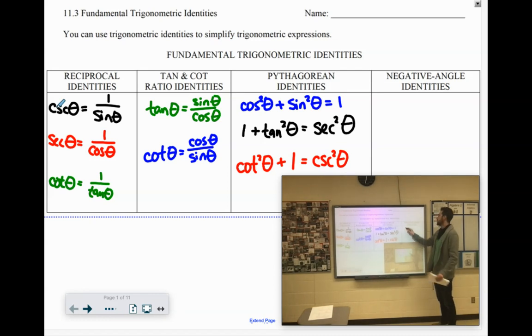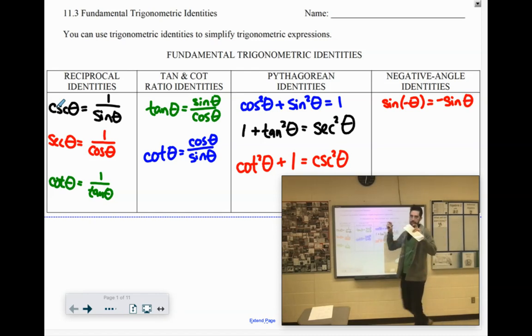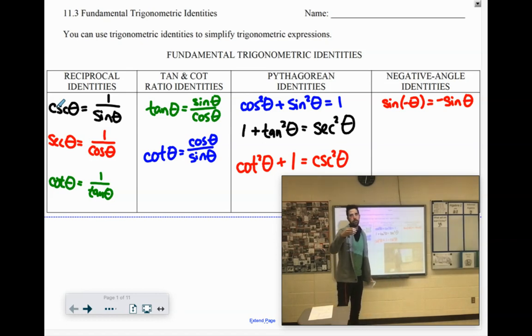Okay, last one, the negative angle identities. So if you have sine of negative theta, you can go ahead and just kick the negative to the front and make it negative sine theta. So they call that an odd identity, meaning that, think of something to the third power. If you had negative 3 to the third power, it would end up becoming negative.